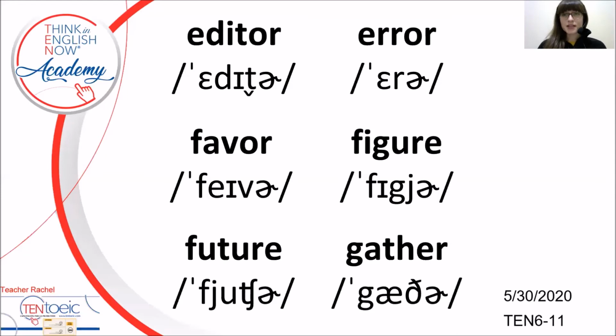Future. This is something that's going to happen. So our next month is in the future. We have past, present, and future.